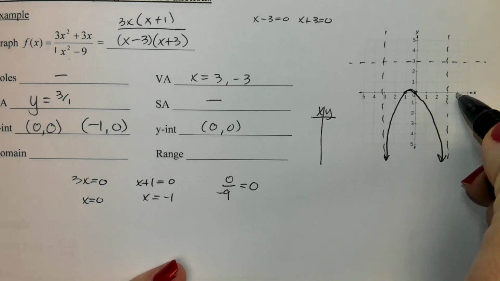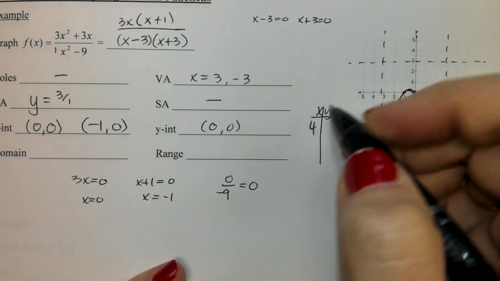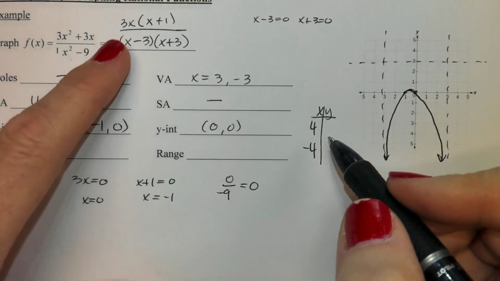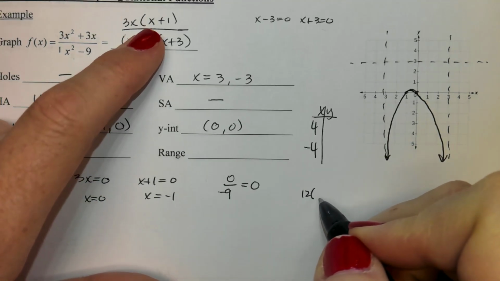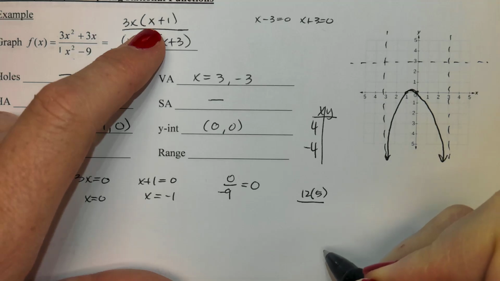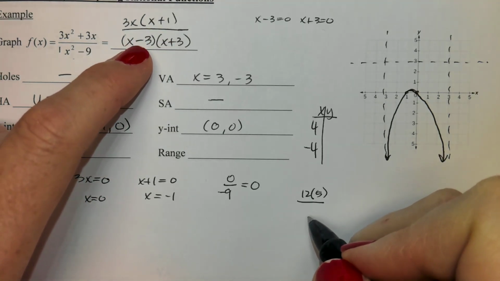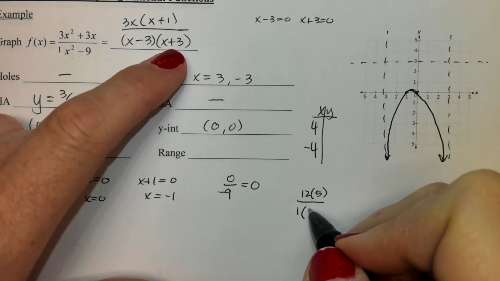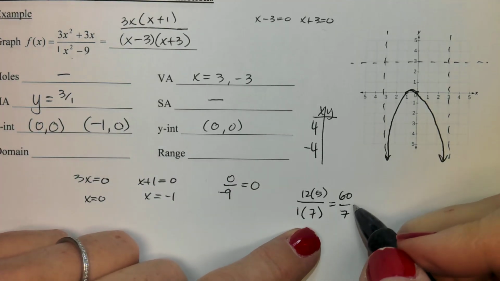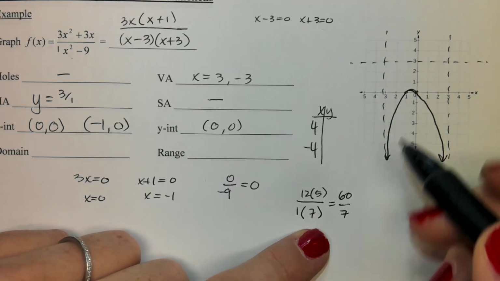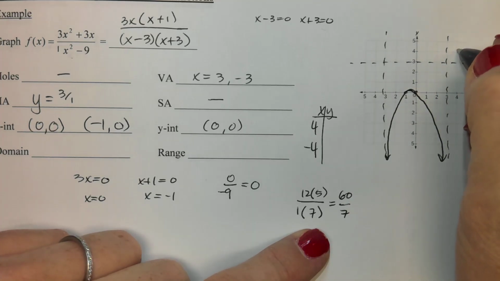I'm going to try the number 4 and I'll try negative 4. So I'm putting a 4 into this function. So 3 times 4 is 12. 4 plus 1 is 5. Down here I've got 4 minus 3 and 4 plus 3. So I've got 60 on top divided by 7. That's just more than 3. So I know that I'm up here.